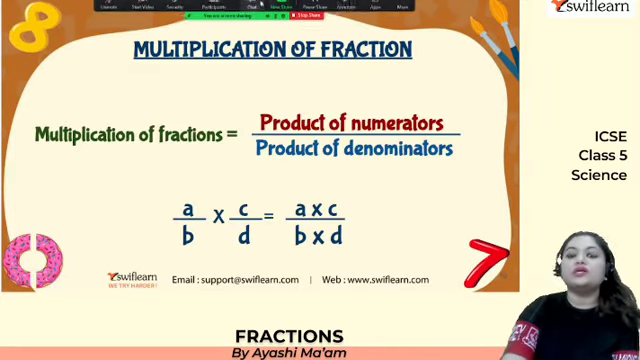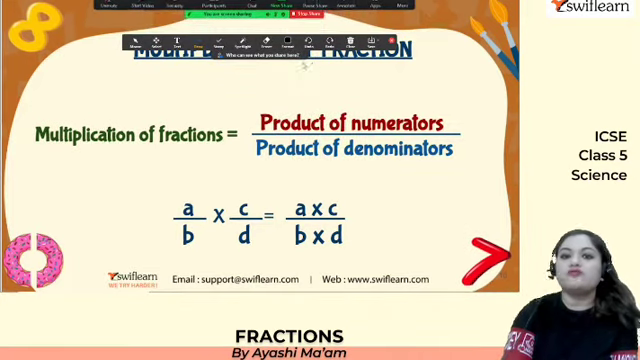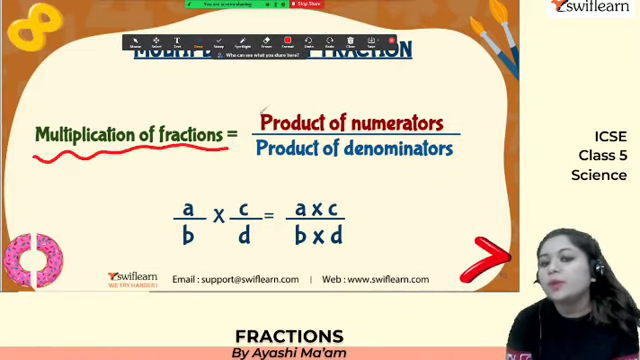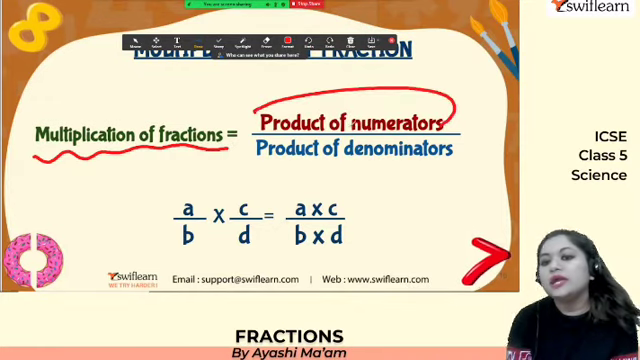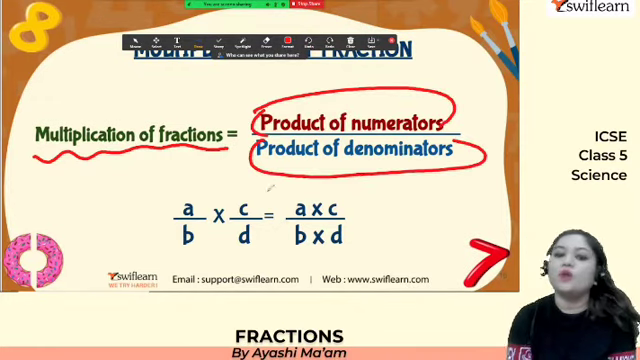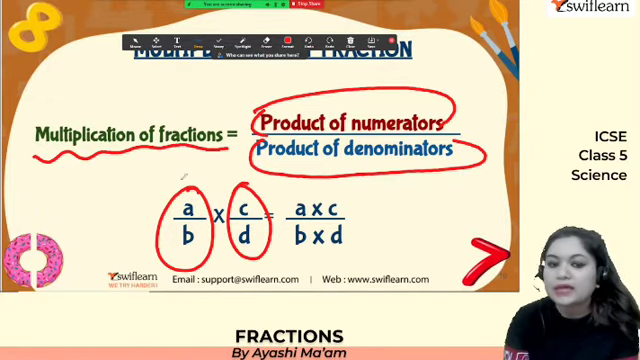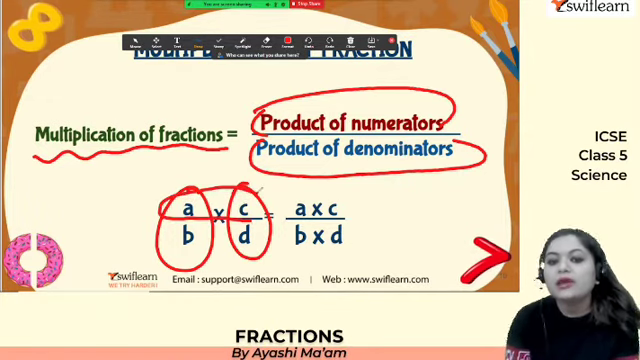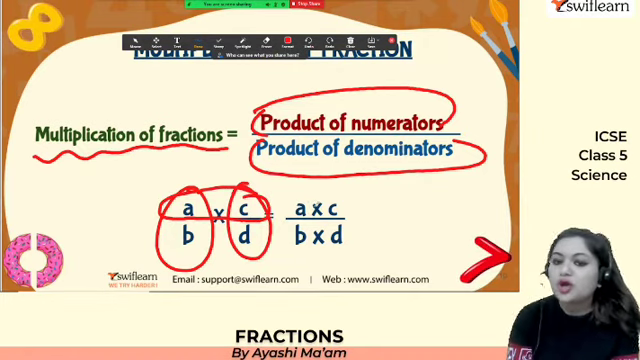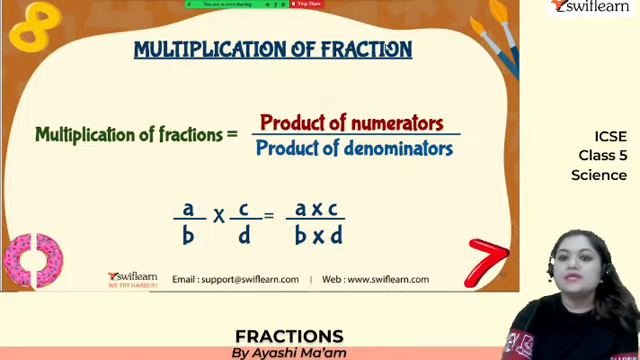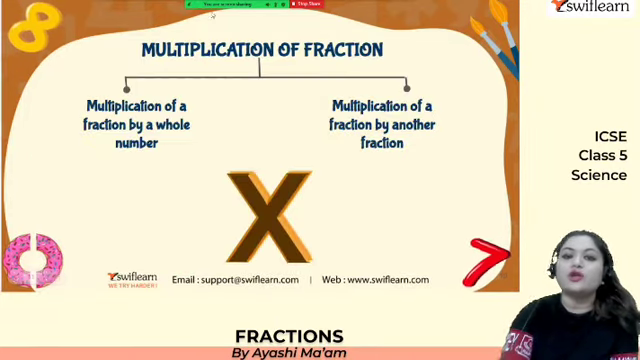Next, coming to the new topic, that is multiplication of fraction. Now, in order to multiply fractions, it is nothing but product of numerators by the product of denominators. So if you have two fractions a by b multiplied by c by d, so first we will take the numerator and perform multiplication on that. So a into c by b into d, right? That's what we need to do. Simply the product of numerator and product of denominators.